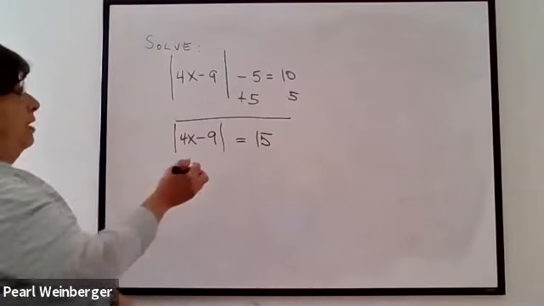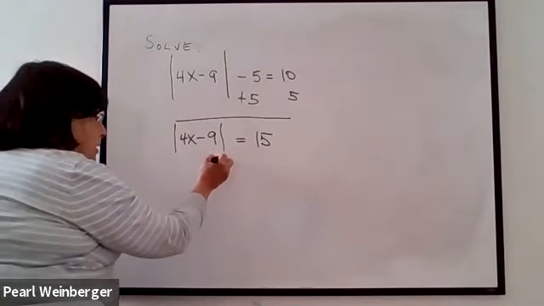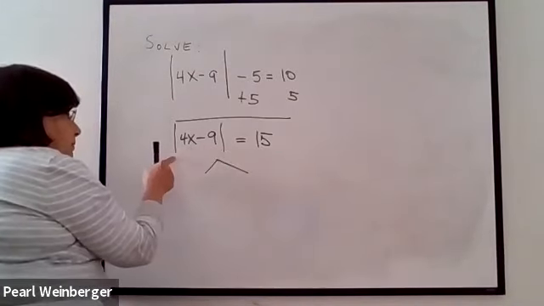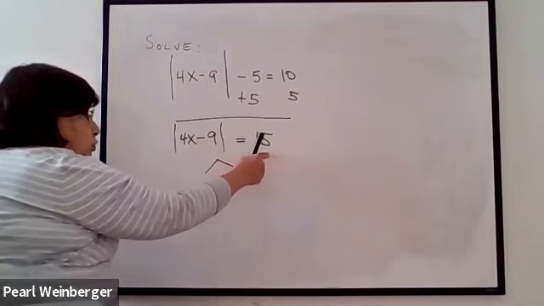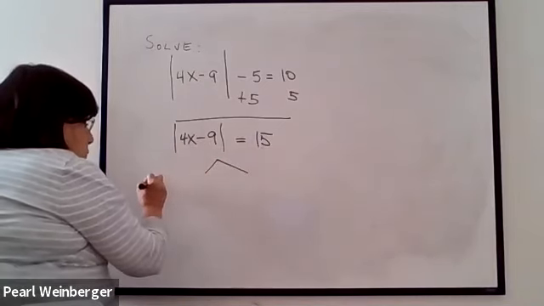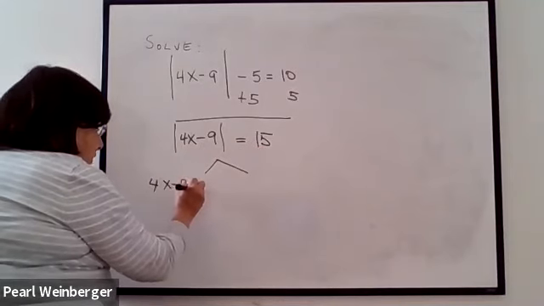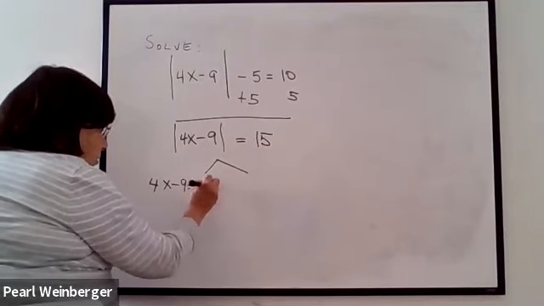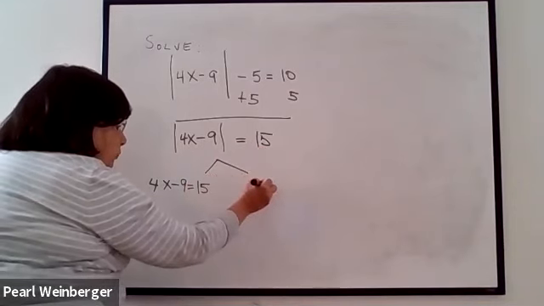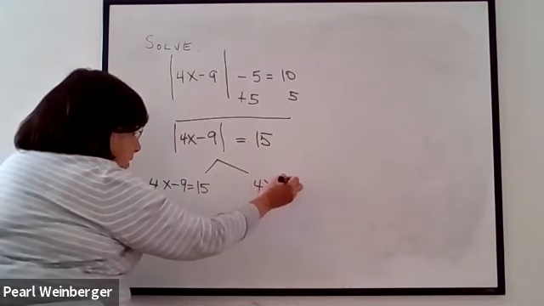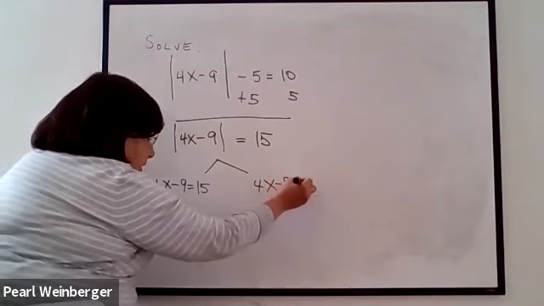With an absolute value equation, you always are supposed to get 2 solutions. The way you solve an absolute value equation is after you have the absolute value by itself, you break it up into 2 different equations. One equation is 4x minus 9 equals 15. And the other equation is 4x minus 9 equals -15.